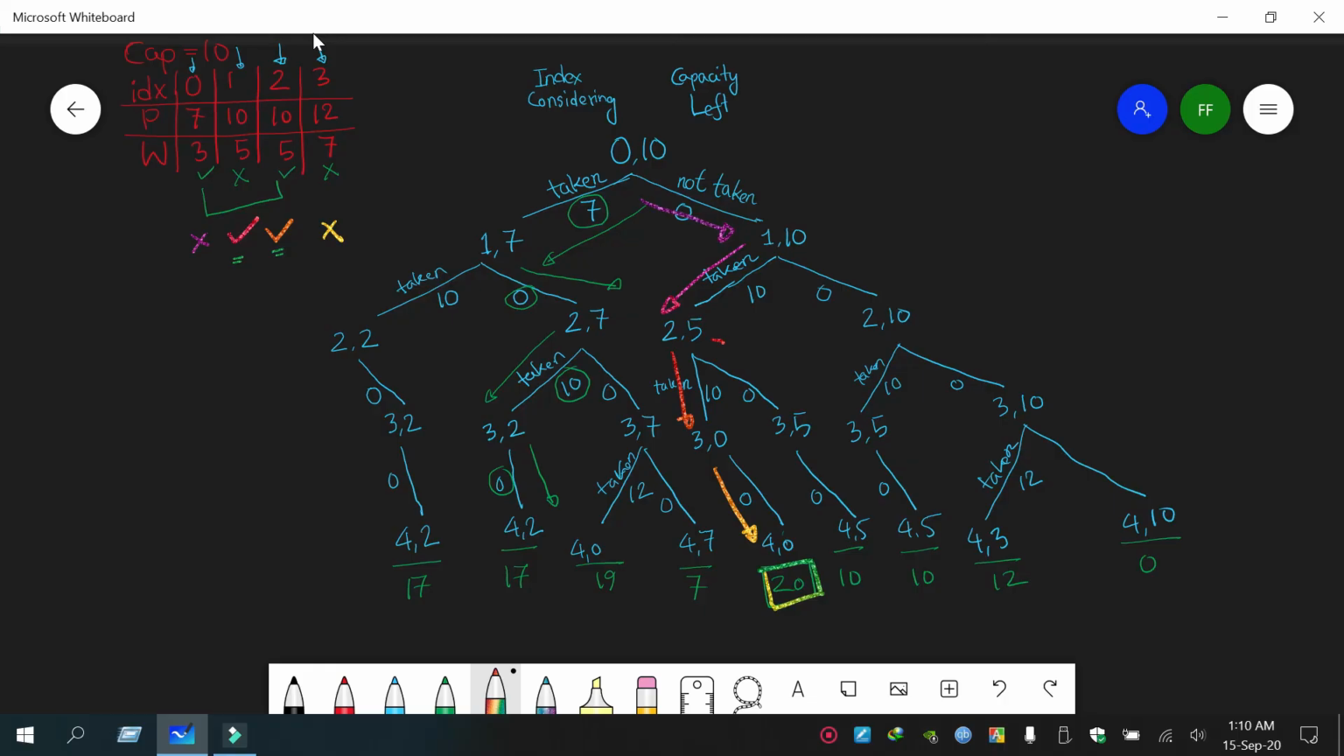But yes, this is not dynamic programming. This is just simple brute force checking by checking all the paths we can go. But in the next video, we will actually see how dynamic programming can also solve this problem and also reduce the complexity of this problem.